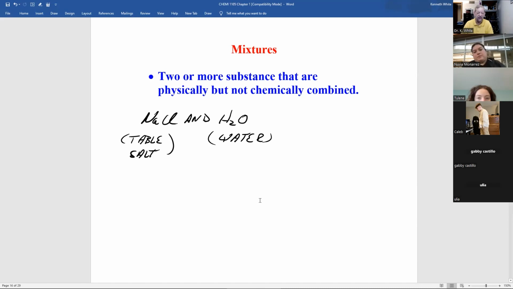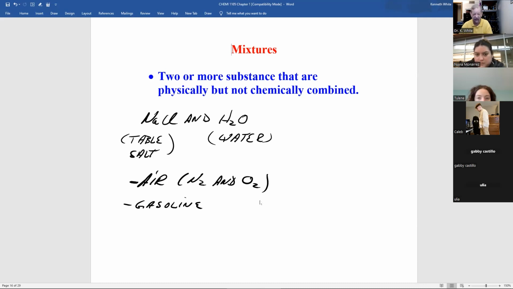And we talked about other mixtures, for example, the air you're breathing. That's a mixture of nitrogen and oxygen. Gasoline is a very complex mixture. And pop you drink, soda. Well, I don't call it soda, I call it pop. That's what we call it in the Chicagoland area. And also your tea and coffee are mixtures. So there's a lot of mixtures in your life.